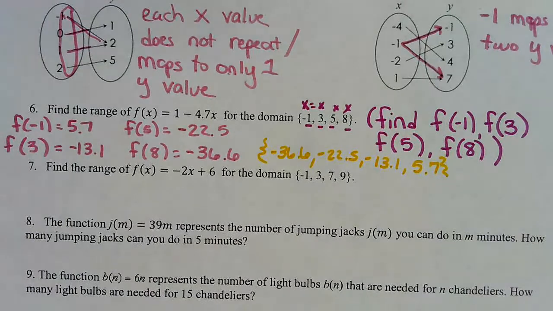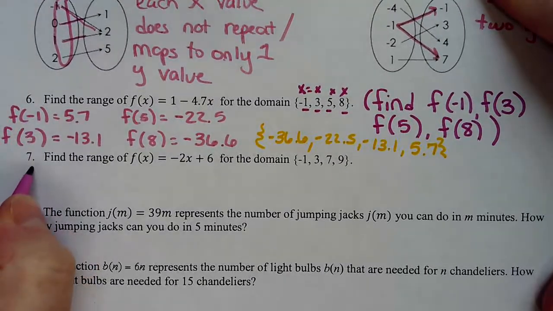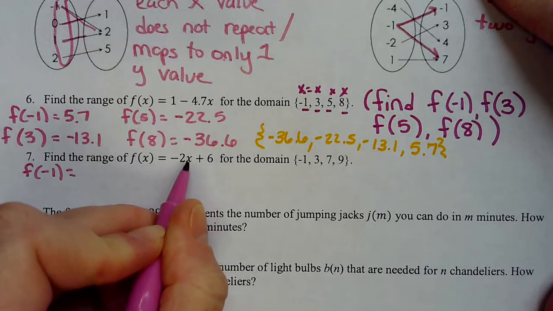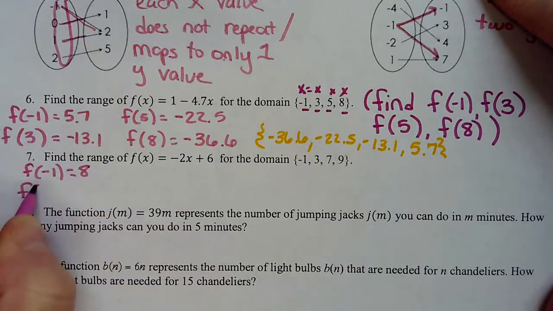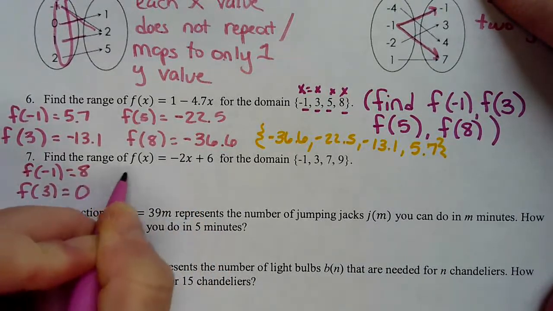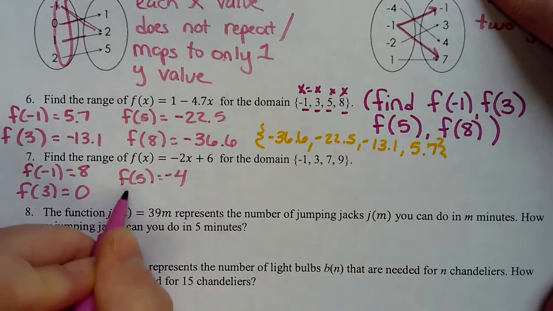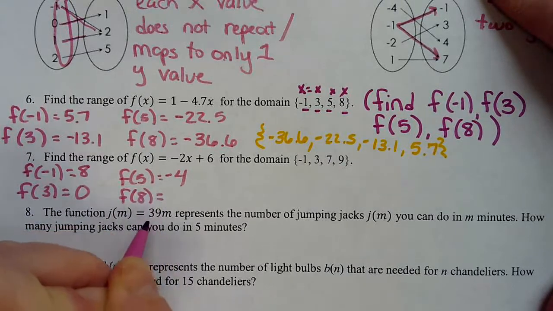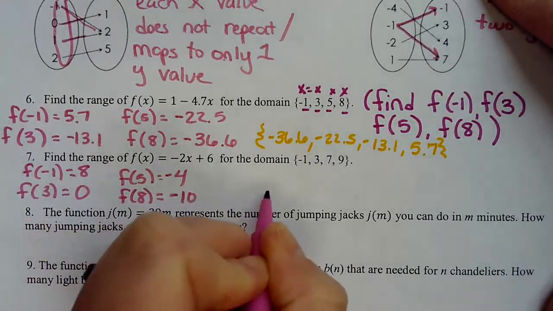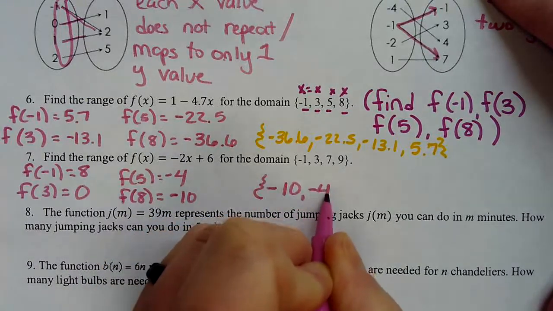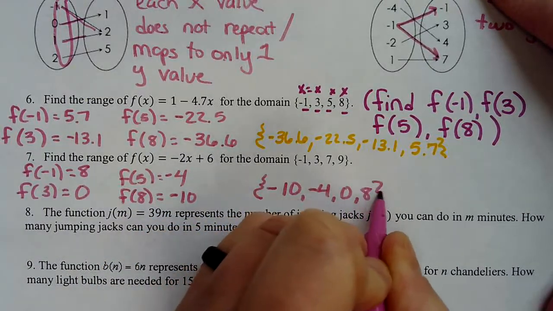You're going to do the same thing down here for number 7. You're going to plug those values in, and you end up getting f of negative 1 to be, let's see, that would be a positive 2. So you get an 8. F of 3 gives you 0. F of 5 gives you negative 4. And then f of 8 gives you negative 10. So then to write it from smallest to largest, you would get negative 10, negative 4, 0, and 8.